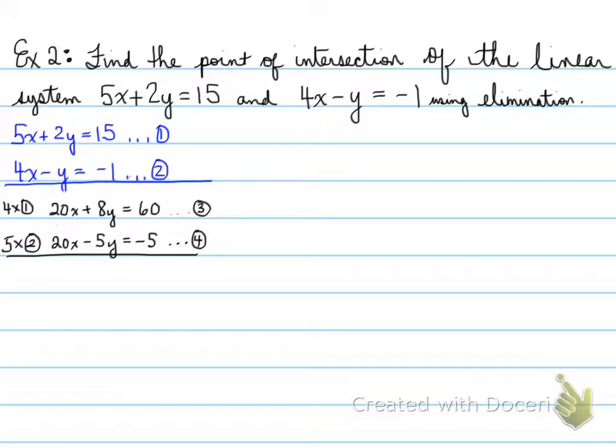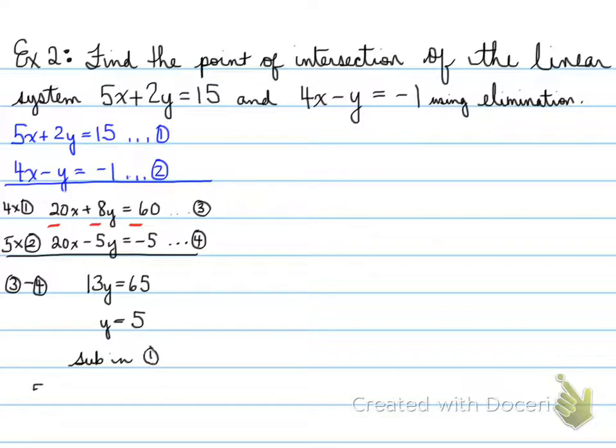And now what we're going to do is eliminate. We want to eliminate by taking 3 and subtracting 4. Once we subtract 3 minus 4, we get 20x minus 20x, gone. 8y plus 5y, which is 13y. And 60 plus 5 is 65. 13y is equal to 65. Divide both sides by 13. You get 5. So y is equal to 5.